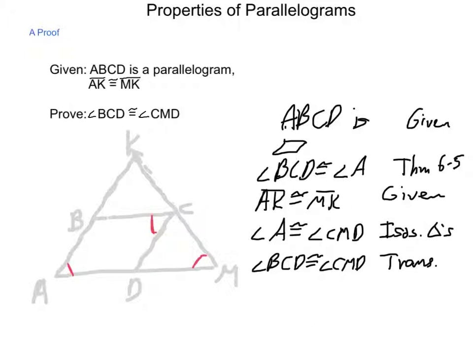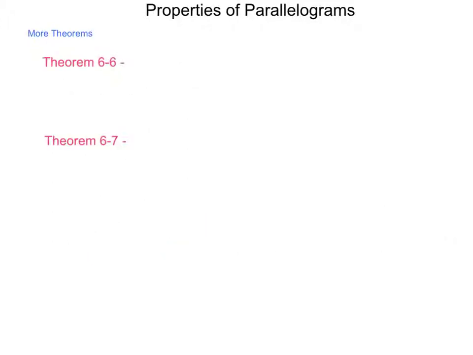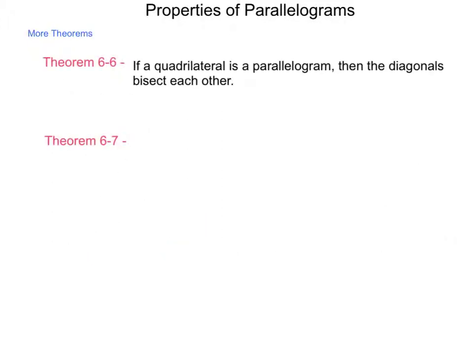So these theorems will help us to build the relationships within quadrilaterals, and sometimes pulling back on ideas that we got from triangles and other shapes. So we do have a couple more theorems that will help us in continuing to define the properties of parallelograms. Theorem 6.6 tells us if a quadrilateral is a parallelogram, then the diagonals bisect each other.